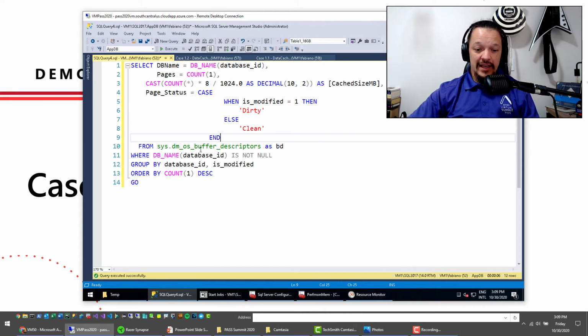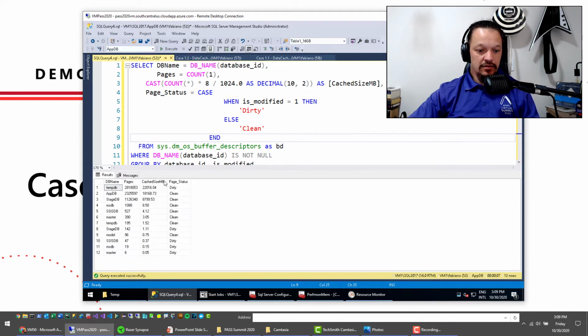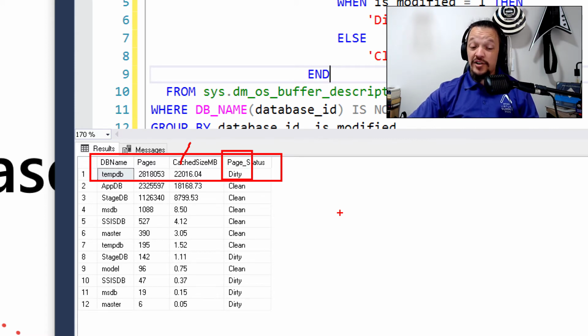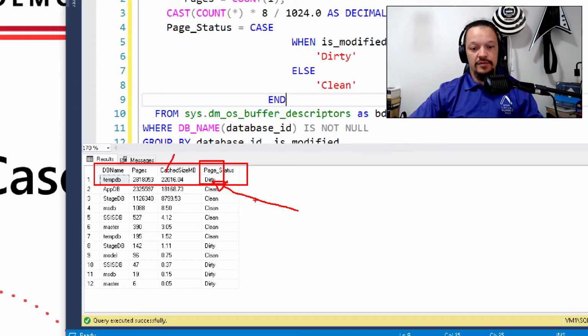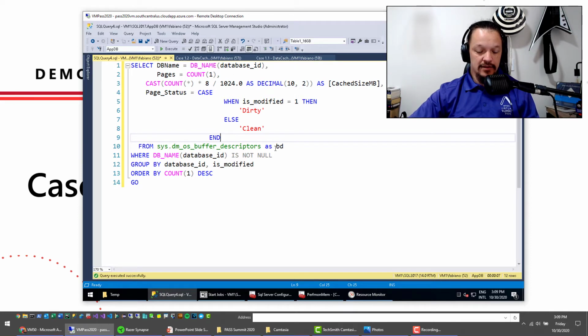If we look again at the buffer descriptors, look at this. It's going to take a few seconds. There it is. Our TempDB is the top one. It's already using 22 gig of memory and all the pages are dirty. In a memory pressure, Lazy Writer will have to flush some of those and write into the TempDB file, which might take some time. And that's what's happening in that case.